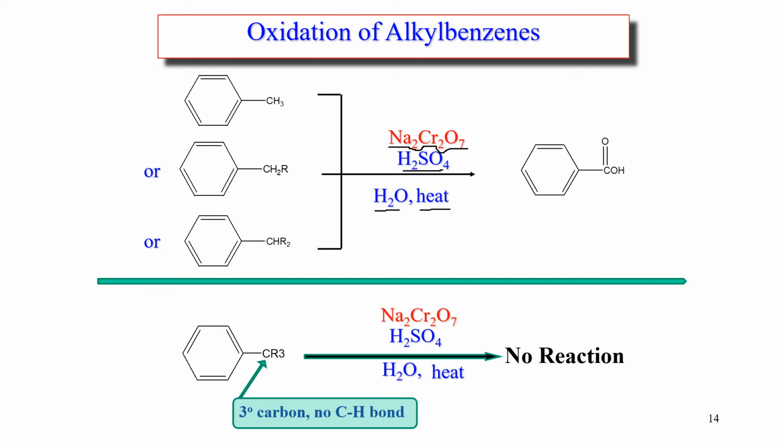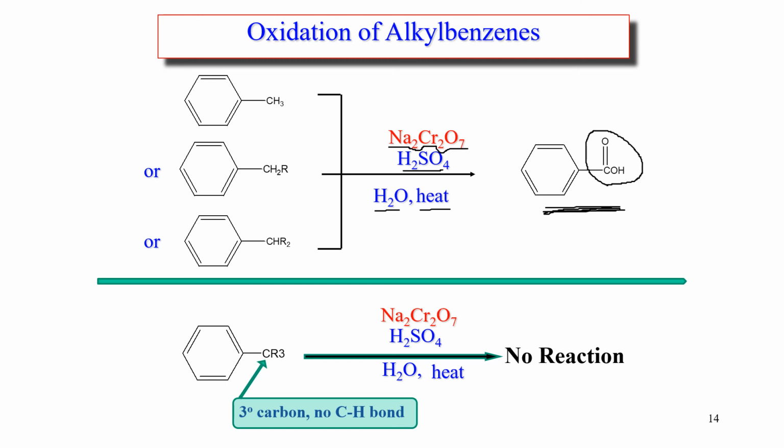So whether the benzene has a simple alkyl group like this one, which is the methyl group, or it has a bigger alkyl group, all will result in benzene attached with a carboxylic acid. So the carboxylic acids will be the product. As we can see here, COOH is the carboxylic group.